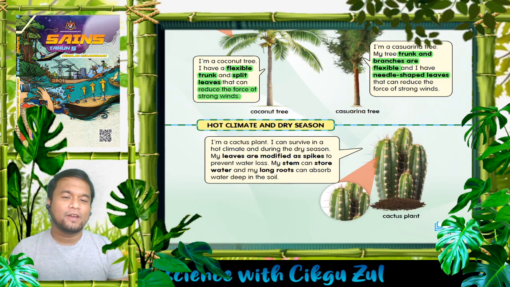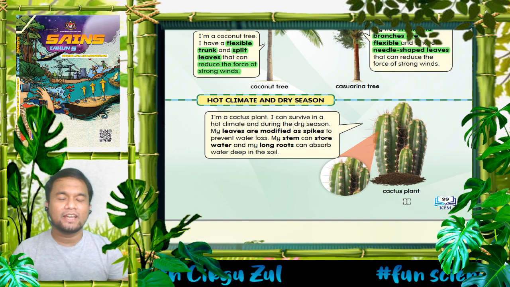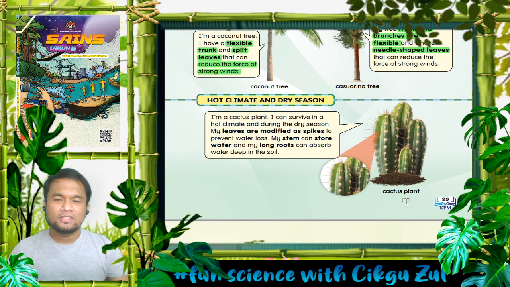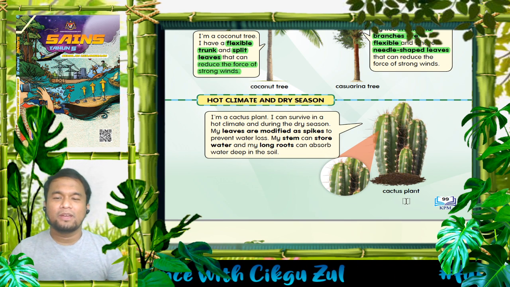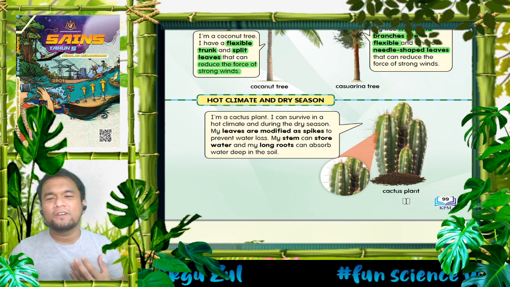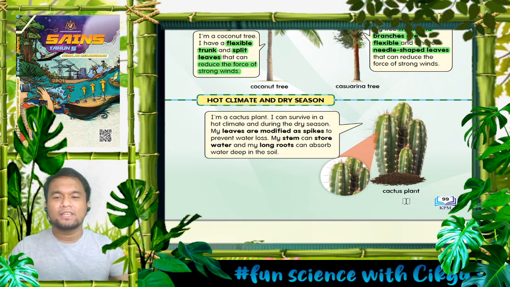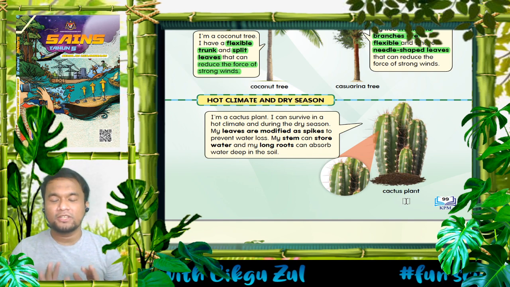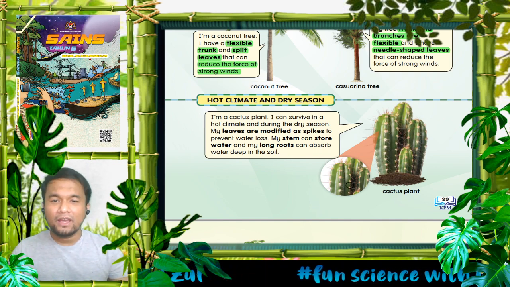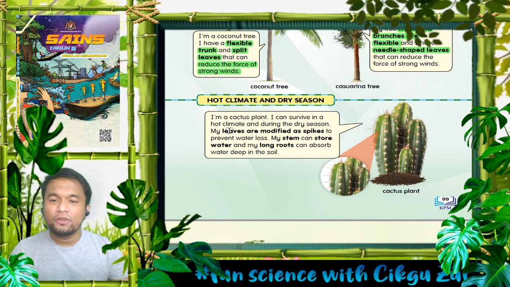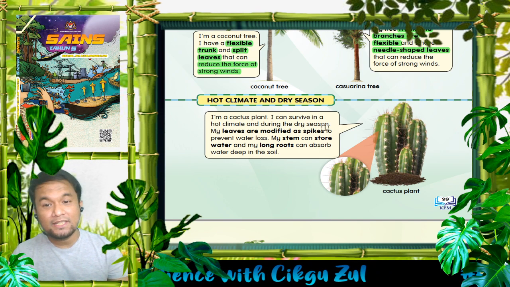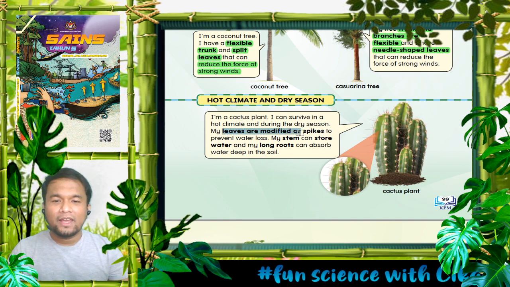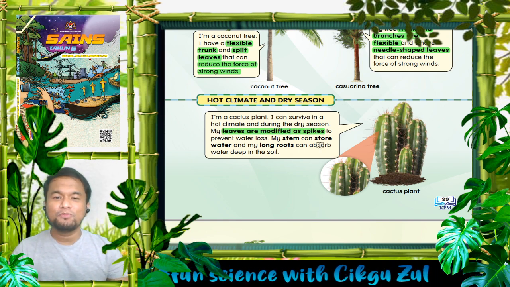And of course, we can easily find this cactus plant in the resort or the sandy area, tempat-tempat yang berpasir kan. How do they survive? The cactus plant has several characteristics to help them survive in such a situation. Okay, I am a cactus plant. I can survive in a hot climate and during the dry season because number one, the leaves are modified as spikes. Mana dia punya daun?